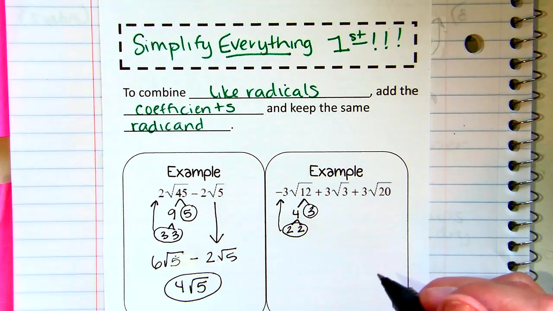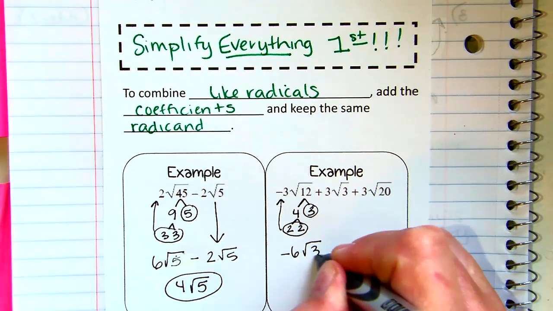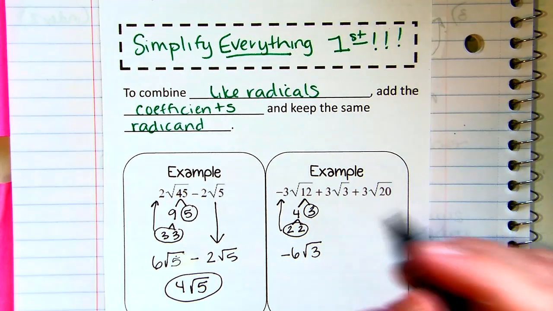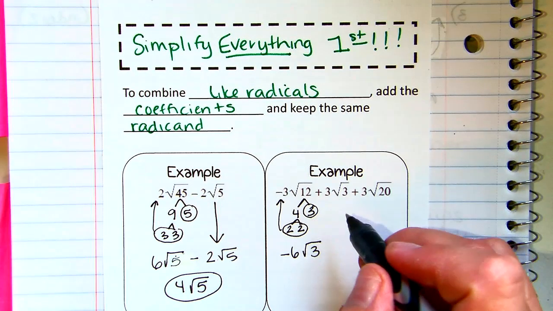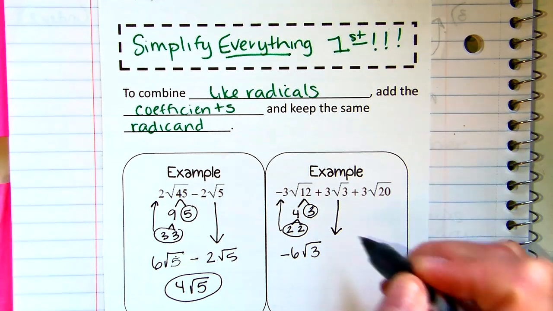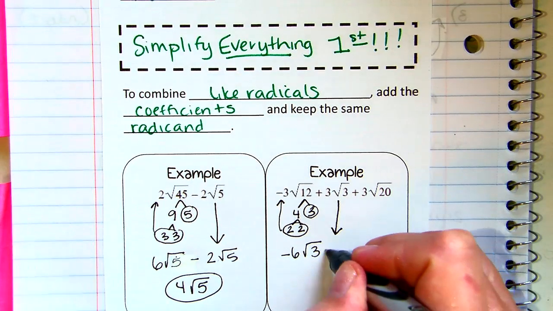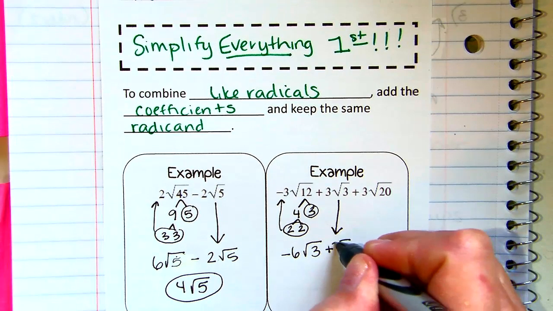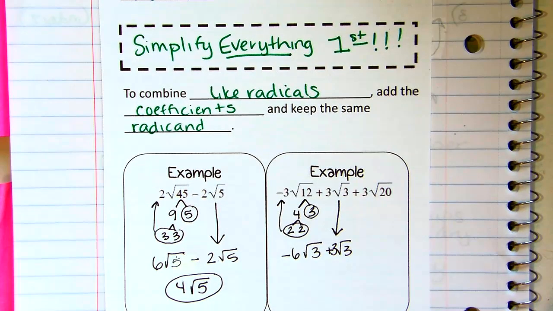Negative 3 times 2 is negative 6. So I have negative 6 root 3. Now once again, that 3 stays behind because it doesn't have a partner to mess around with. Next, I'm going to bring down my 3 root 3. Now, I can't simplify that at all, so I'm just going to bring it down, and I'm going to include that plus sign that's in front. So I have negative 6 root 3 plus 3 root 3.